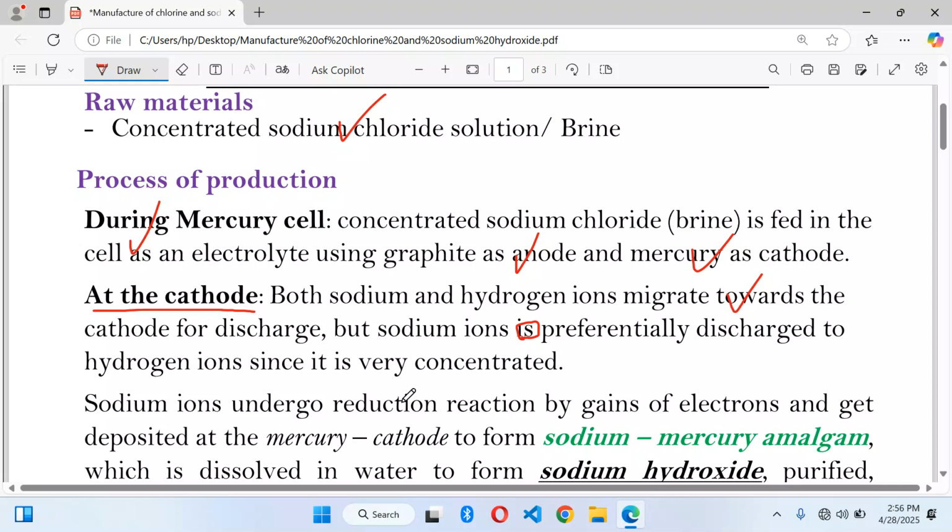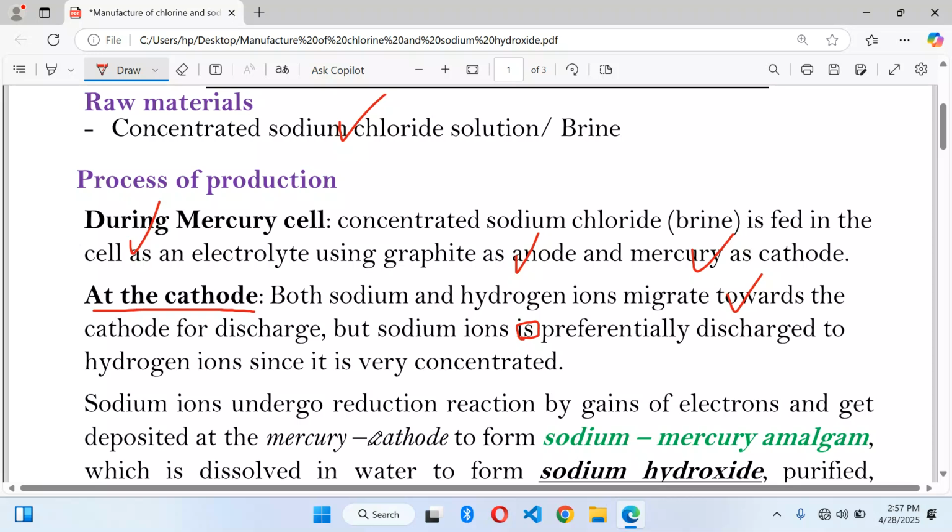So when they go there charged with positive charge, now they are discharged. And what happens? The sodium ions undergo reduction. When they are discharged, they undergo a reaction by gain of electrons and get deposited at the mercury cathode. The cathode is the one we used as mercury.